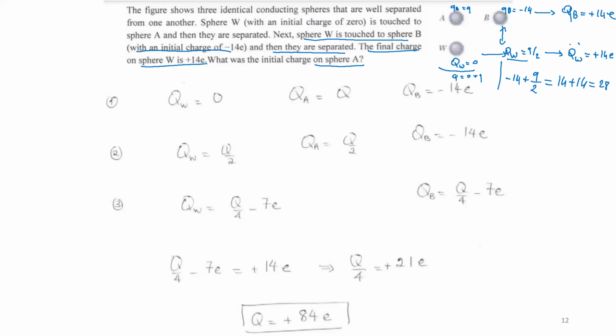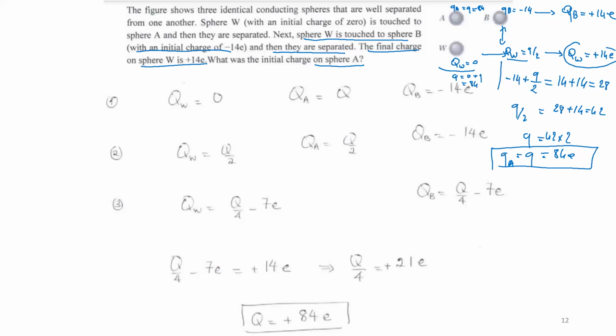So again, I know that if QW is 14, QB will be 14 because they exchange, it's the same surface, identical spheres. So they exchange charge and then divide by 2. So I end up with minus 14 plus Q divided by 2 is plus 28. That means Q divided by 2 is just 28 plus 14, which is 42. That means Q is just 42 times 2, which is 84. So Q is 84E, which is QA. Okay, so initially my A was 84.